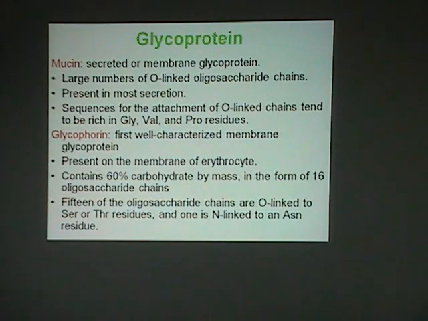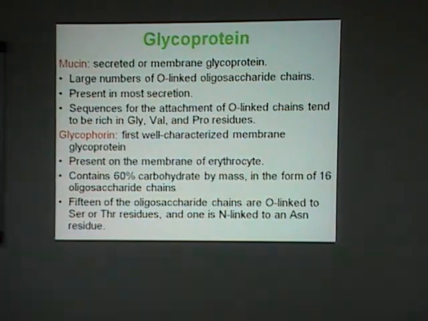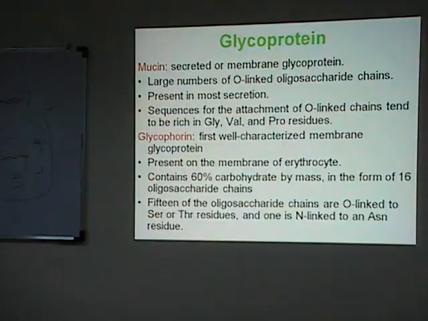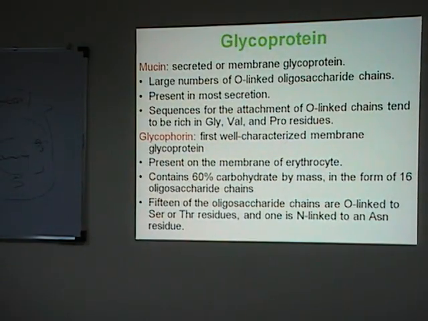Now, mucin, actually, as you know very well, saliva contains mucin. Quite a lot, in our buccal cavity or oral cavity or mouth cavity. There are 4 types of salivary glands, isn't it? So these salivary glands secrete saliva, and most of the part of saliva is made up of mucin. Mucin is a secreted or membrane glycoprotein.